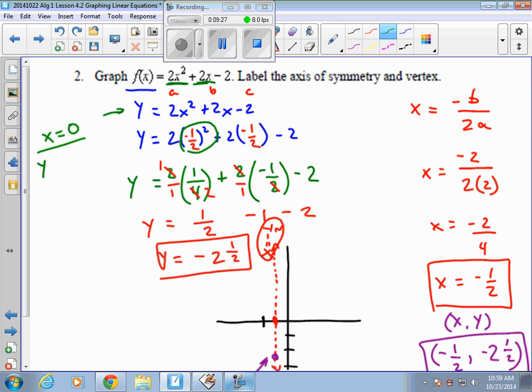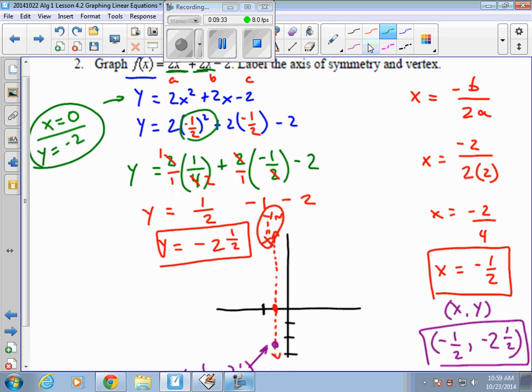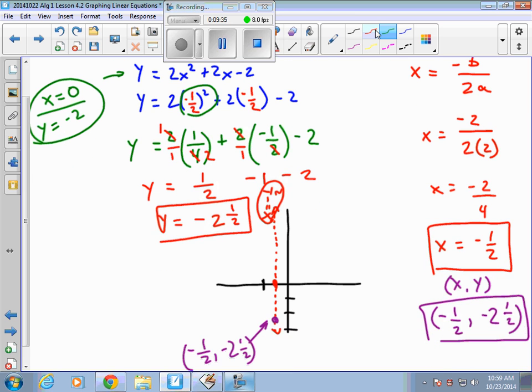So y is going to be negative 2. So that gives us our next point, 0, negative 2. So at 0, it's going to be negative 2. Remember what the axis of symmetry does for you. It allows you to mirror it the same distance away on the other side. Then, is it easier to slide to negative 2 or to positive 1?